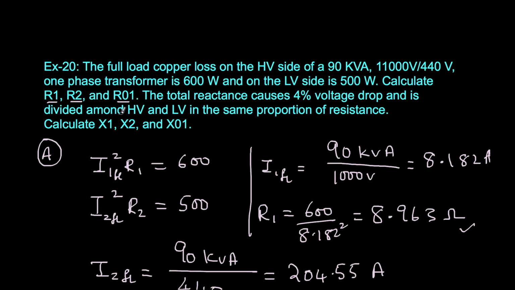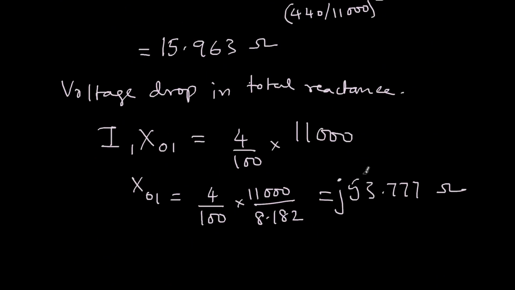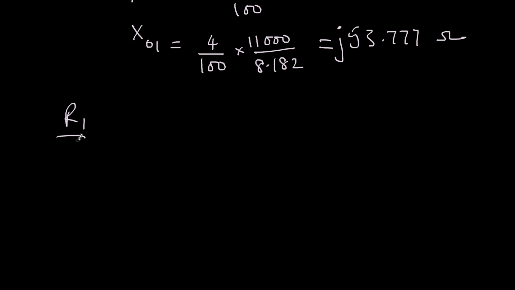Divided among HV and LV in the same proportion of resistance, calculate x1, x2 and x0 1. So in the same proportion of resistance it is divided. So now you see, R1 by R01 will be x1 by x01, because I want the same proportion of resistance. Therefore this condition is not always true, but for this problem it is given.